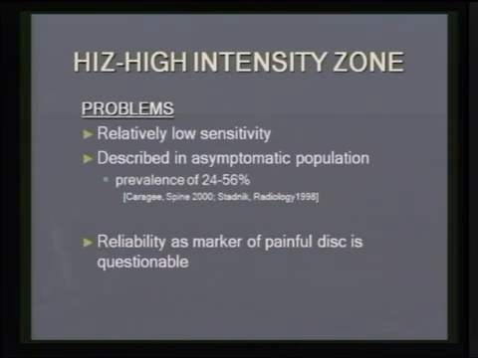But the problems with the high intensity zone are, firstly, its relatively low sensitivity, and secondly, the fact that in many studies now, it has been described in patients who have no back pain or no significant back pain whatsoever. And that can be seen in between a quarter to half the cases of patients with either no back pain or minimal symptoms, who can actually have a high intensity zone at one or more lumbar discs on MRI. So the reliability as a marker of the painful disc is therefore questionable when we just take it as an individual finding.